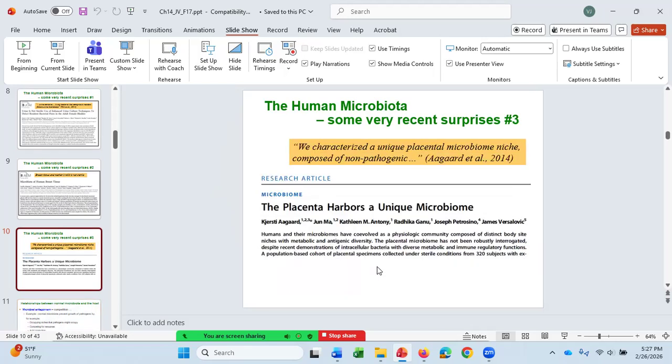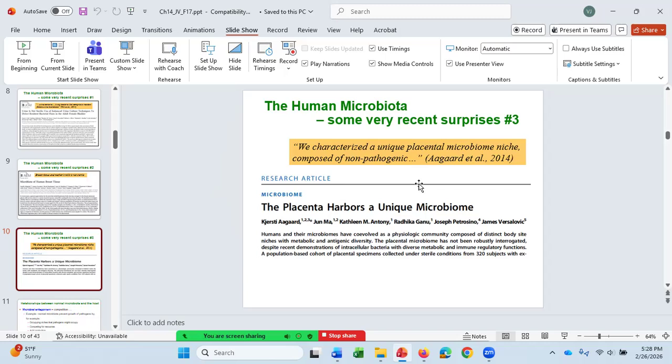This one I didn't quite understand why this came as a surprise, because they found that the placenta has a normal microbiota. And why this surprises me that this surprised scientists when they discovered it is the placenta is open to the outside. The female reproductive system is open so that microbes can get in it.